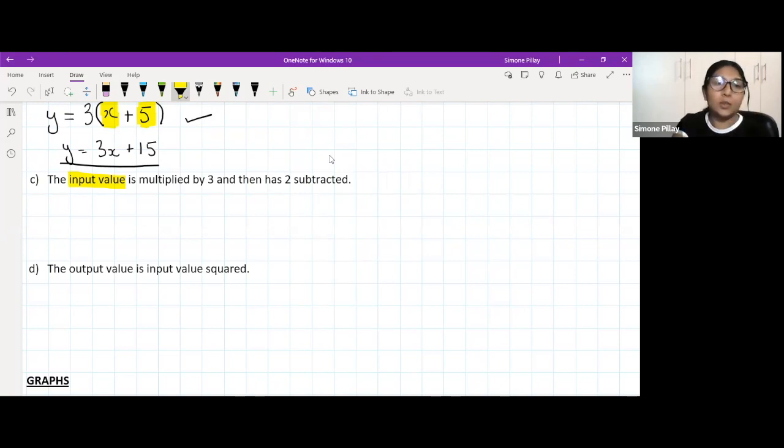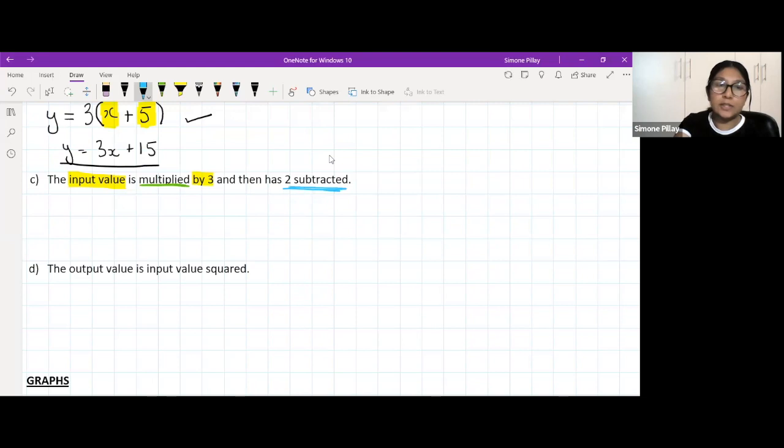Okay, so I want to highlight all of my mathematical terms. Let me try and underline. I have the input value. I have "is", but in this case "is" does not mean equal to, because they tell me it's multiplied. So what's important here? It's not the "is", it's multiplied. What are we multiplying? We're multiplying our input by 3. And then it says "and then", which means what?